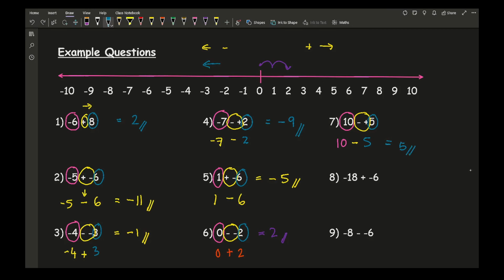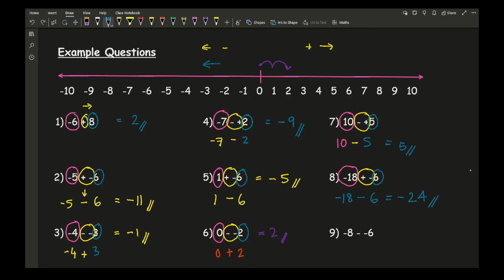And then with question 8, again, my starting position is minus 18. Now again, these are questions now we're slowly going away from the number line, but the process is exactly the same. So I highlight what my starting number is, so it's minus 18. My 2 symbols in the middle are different, so it's a minus, and I'm moving it 6 places. So I'm starting at minus 18 and making it smaller by 6 places. So I'm going to the left. So here the answer is actually going to be minus 24.